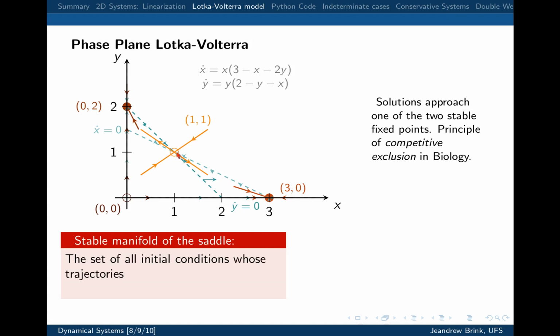Okay, so it's a set of all initial conditions whose trajectories approach the saddle. So it's basically a line of fixed points as t approaches infinity. And that thing is going to be the basin of attraction. It's going to be the line that sits between the solutions that go to this fixed point and the solutions that go to that fixed point. And if I have to draw it, this is what it looks like.